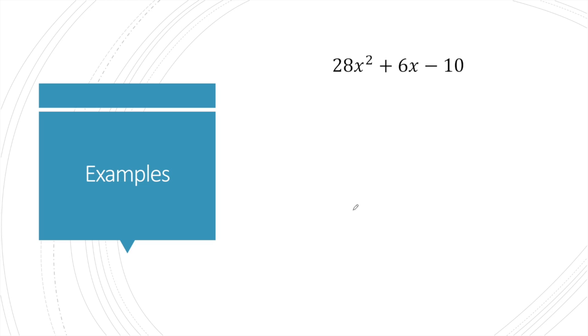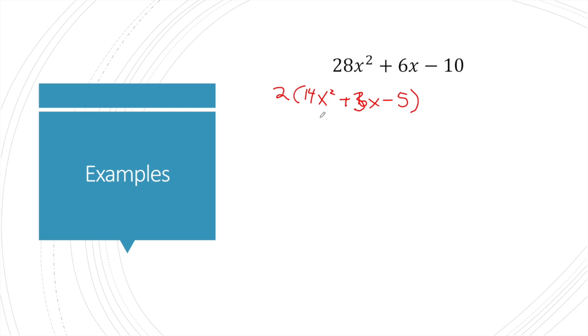I'm going to skip this example for the time being. No, I'm not. Here's why we need to take a look at this example. This example is 28x squared plus 6x minus 10. The first thing I need to do is factor out the greatest common factor. All of these are even numbers. The greatest common factor of these two numbers is going to be 2. So I can factor out a 2. So that leaves me with 14x squared plus, nope, not 6x, 3x minus 5.